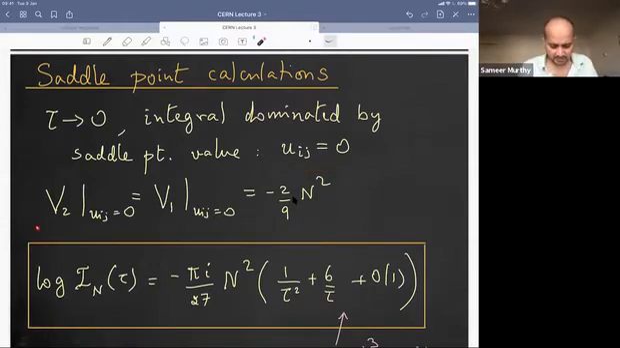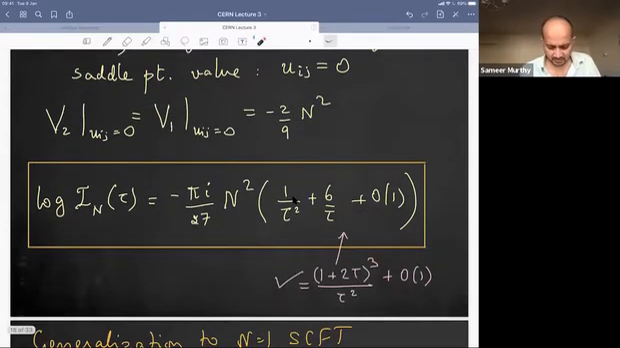When you evaluate the potentials, you'll find some n square behavior. You put that all back, you find that the log of the index grows as this. So you have n square times 1 over tau square, 1 over tau, and O of 1. It's a trivial exercise to check this is exactly the black hole up to this order.